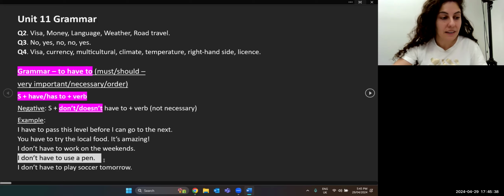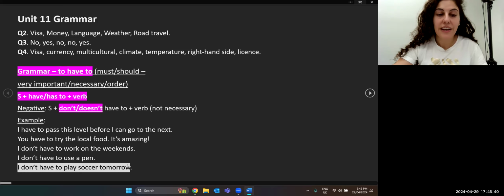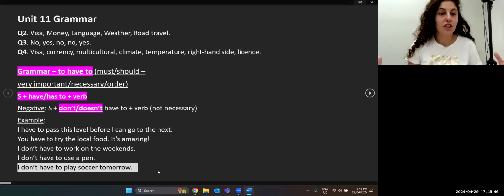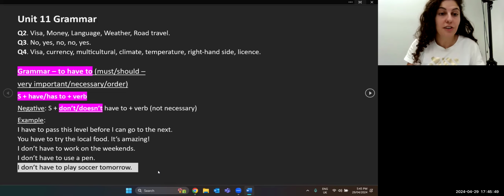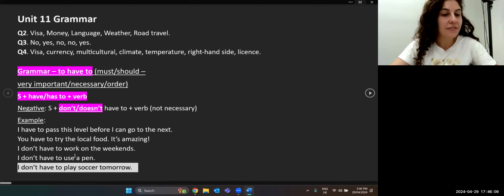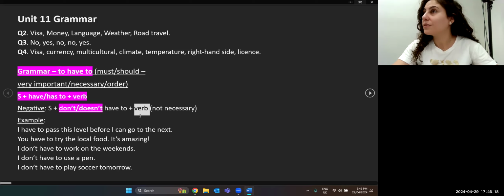I don't have to use this pen. I don't have to play soccer tomorrow. Now, if we're talking about traveling, you don't have to have a visa. Some countries, you don't have to have a visa. Maybe I'm telling you, you don't have to wait for a taxi. I will pick you up. Or you don't have to take a lot of things with you because you can buy things at the airport. Or you don't have to buy your ticket. You don't have to.